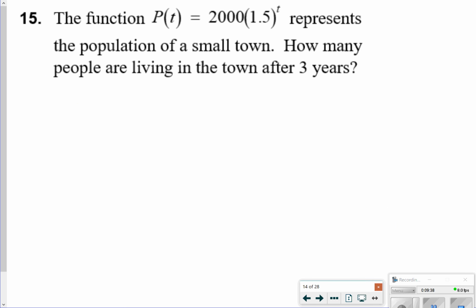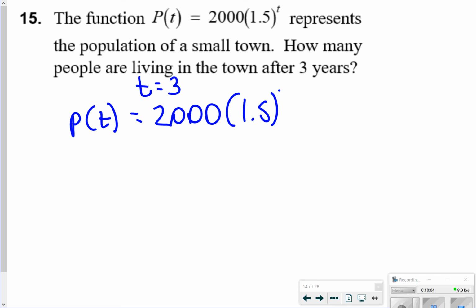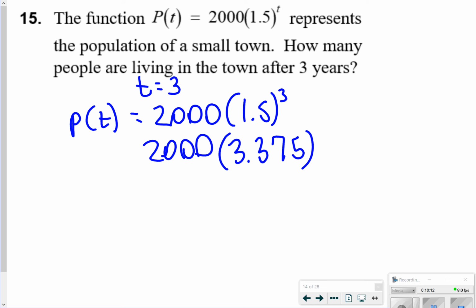For number 15, it says the function P of t is equal to 2,000 times 1.5 to the t power, and it represents the population of a small town. How many people are living in the town after 3 years? So after 3 years, that means t is equal to 3. So I'm just going to plug that into my formula. P of t is equal to 2,000 times 1.5 to the third power. I know 1.5 to the third power, after doing some calculations, is 3.375. So I'm multiplying that by 2,000, and I'm going to get the town's population after 3 years is 6,750 people.